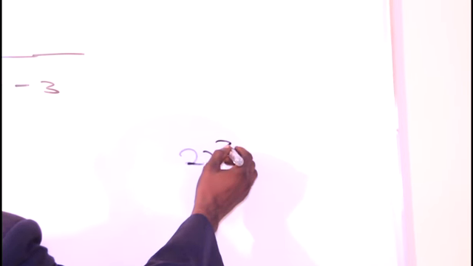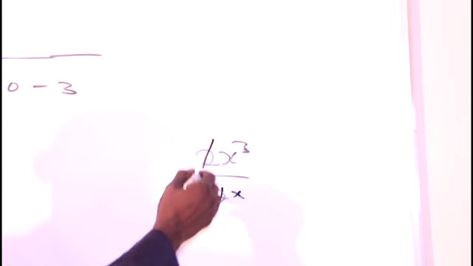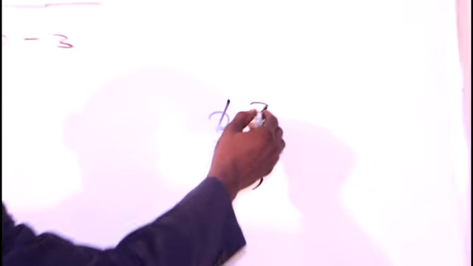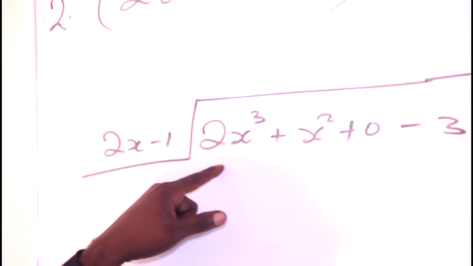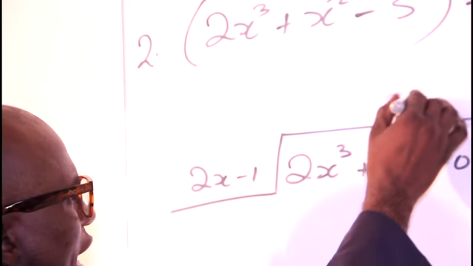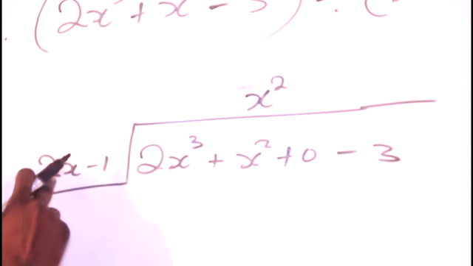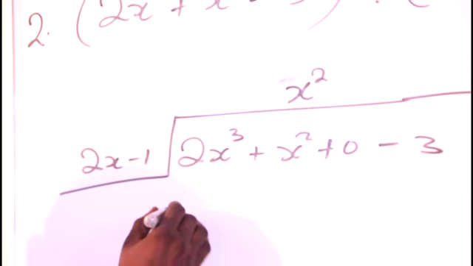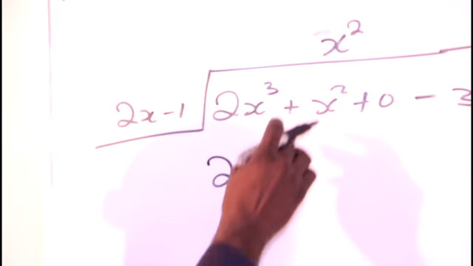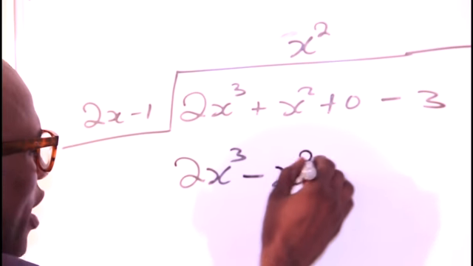That will give us 2x cubed divided by 2x. So 2 will clear this, that will be 1, and x cubed over x gives x squared. So we write x squared. If we multiply x squared by 2x, that will give us 2x cubed. X squared by minus 1 will give us minus x squared.